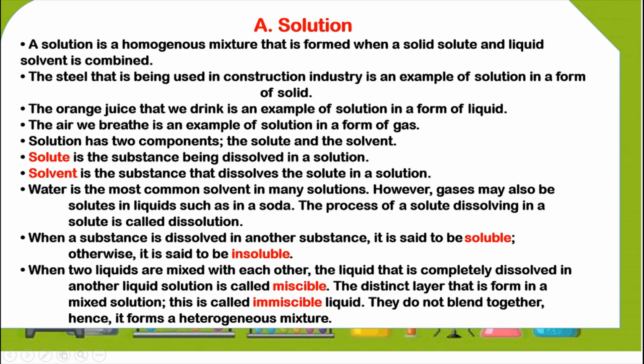About the solution. Letter A, solution. A solution is a homogeneous mixture that is formed when a solid solute and liquid solvent is combined. Then the steel that is being used in construction industry is an example of solution in a form of solid. The orange juice that we drink is an example of solution in a form of liquid. The air we breathe is an example of solution in a form of gas.